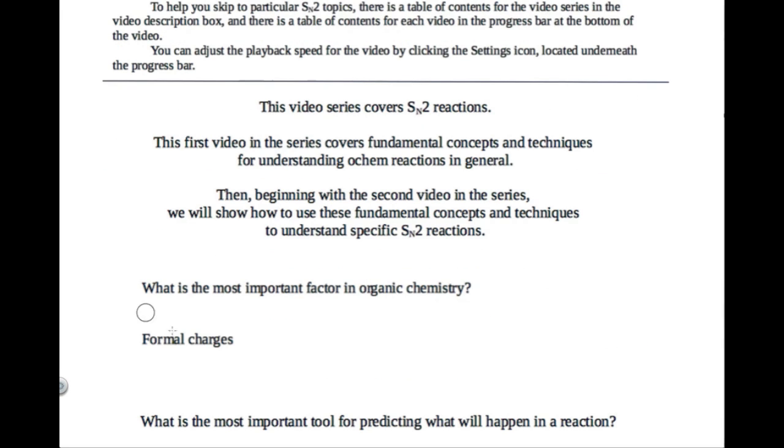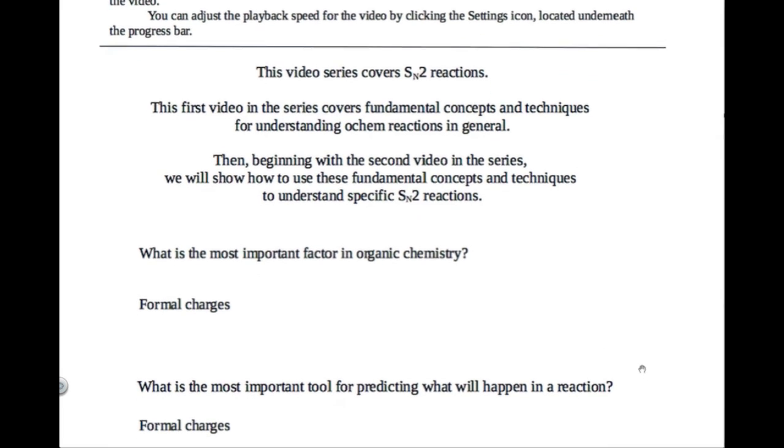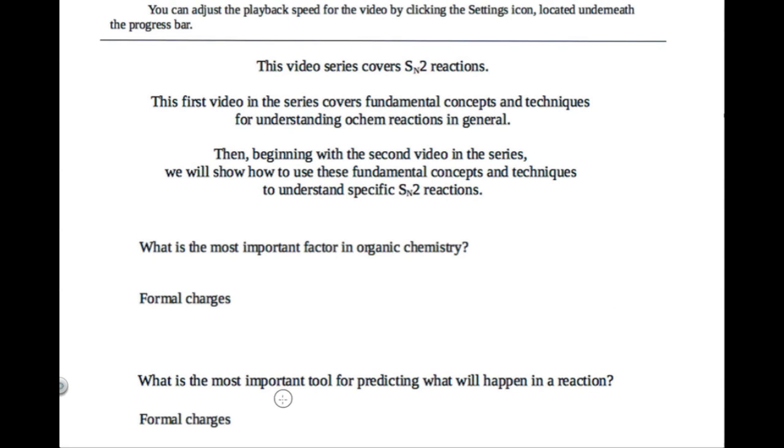Next question. What is the most important tool for predicting what will happen in a reaction? Well, I hope you answered the formal charges. And again, we will show how to use formal charges to predict what will happen in a reaction.